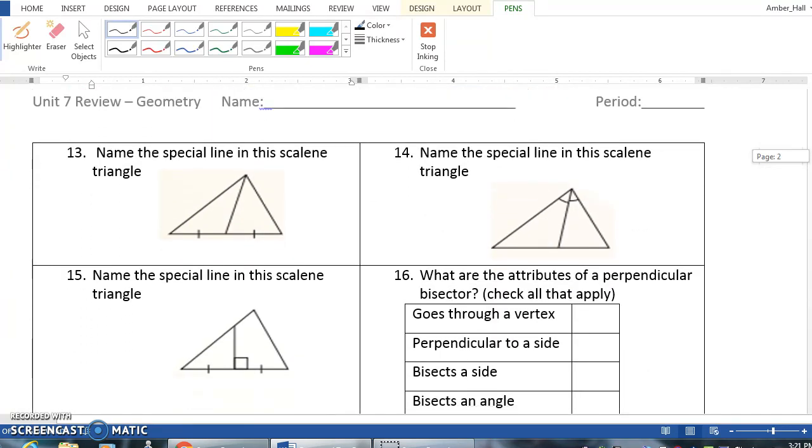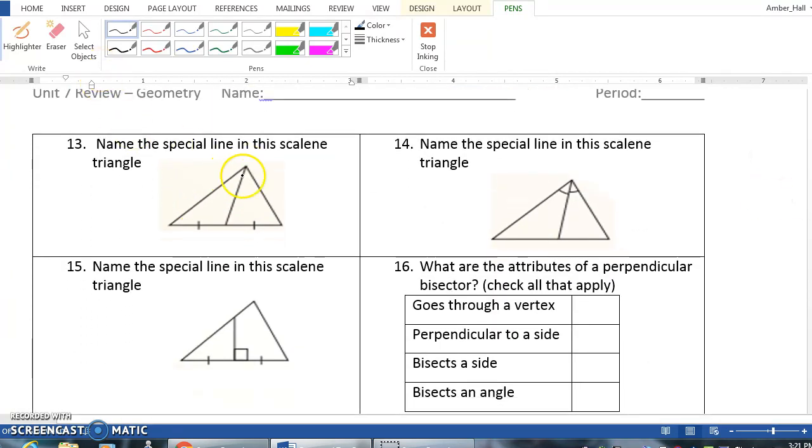Number 13. Name the special line in this scalene triangle. Again, I'm looking at this line. It again is going through the vertex. This time it's bisecting the opposite side of the triangle. Therefore, it has to be a median.